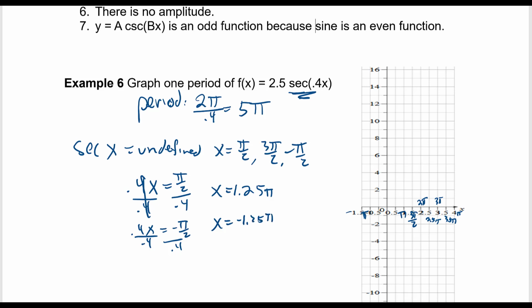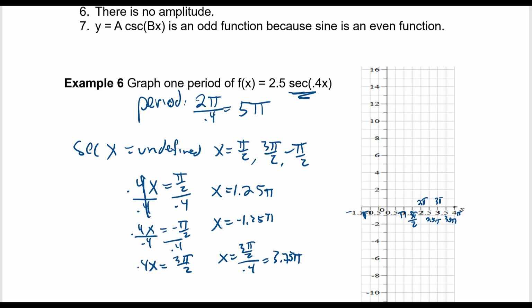And if I looked at 3 pi over 2, so 0.4x equals 3 pi over 2, x would be 3 pi over 2 divided by 0.4, and that would be 3.75 pi. Okay, so I think we have some information that we can work with here.